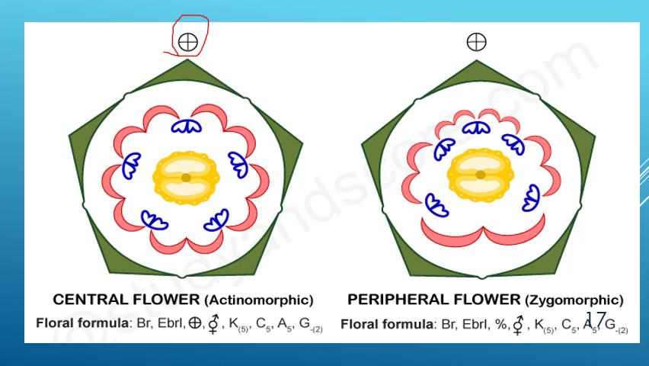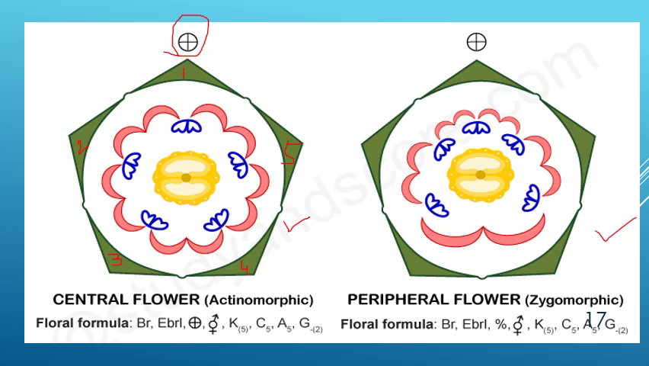Then these green shaded structures are referred to as calyx or sepals. So the number of sepals is 5. So this one, then this one is 2, this one is 3, then we have 4, and then we have 5. So in both these floral diagrams, the number of sepals is 5.